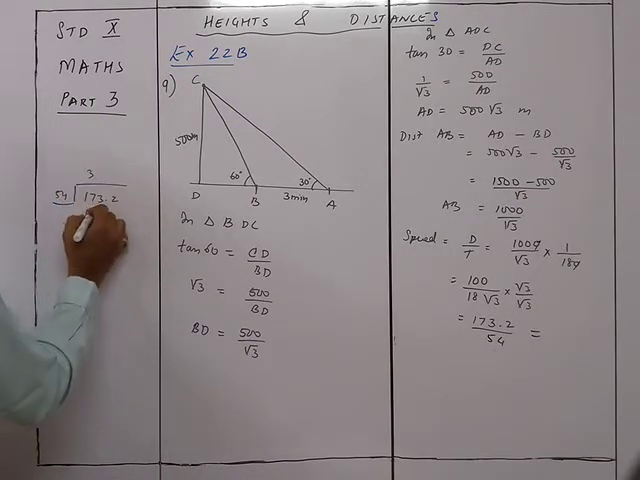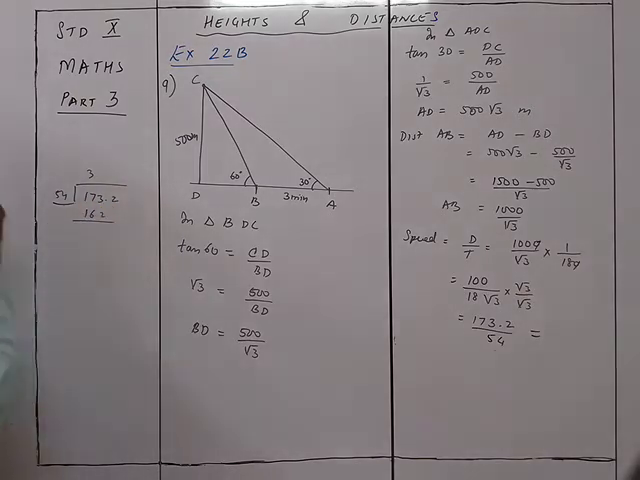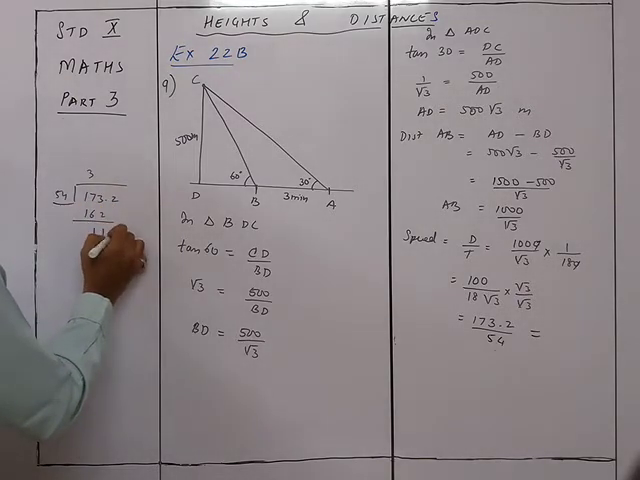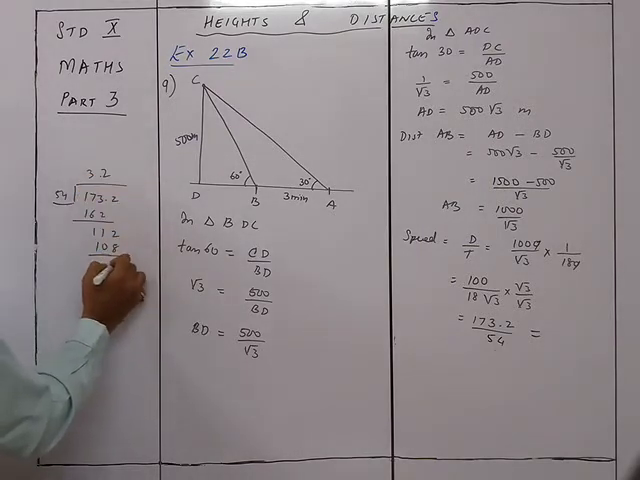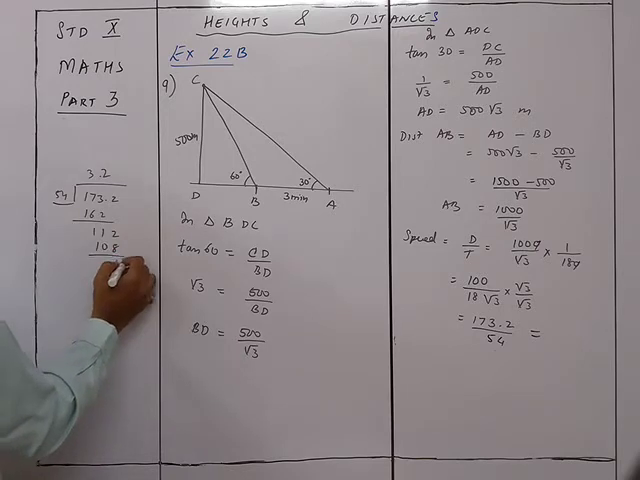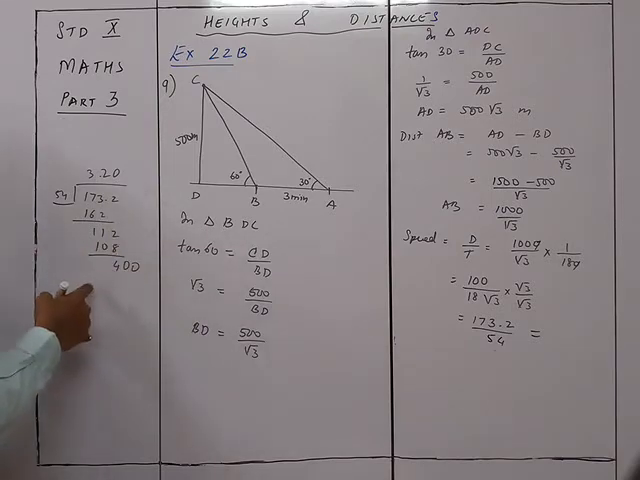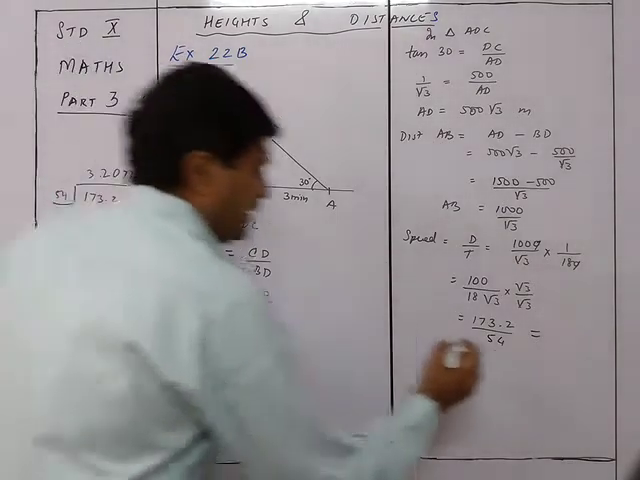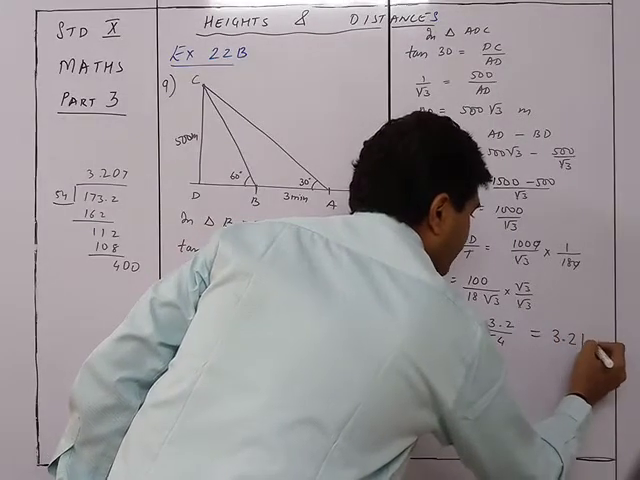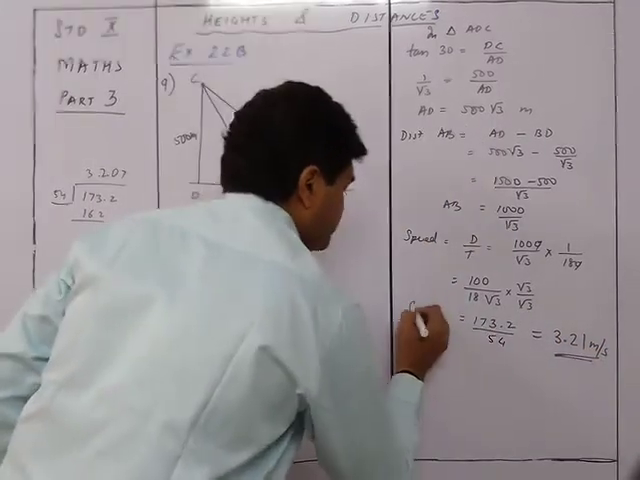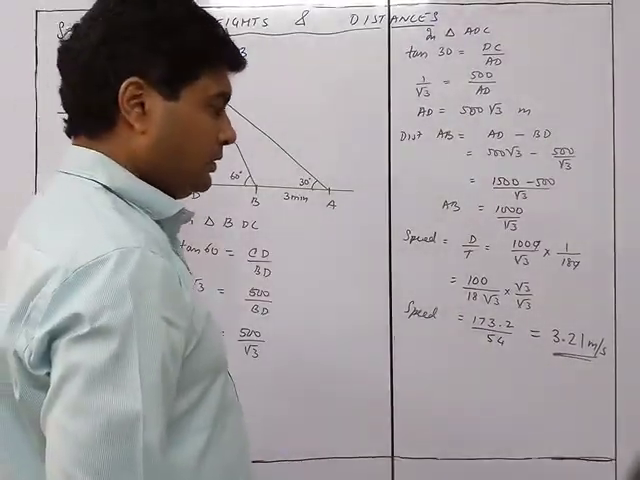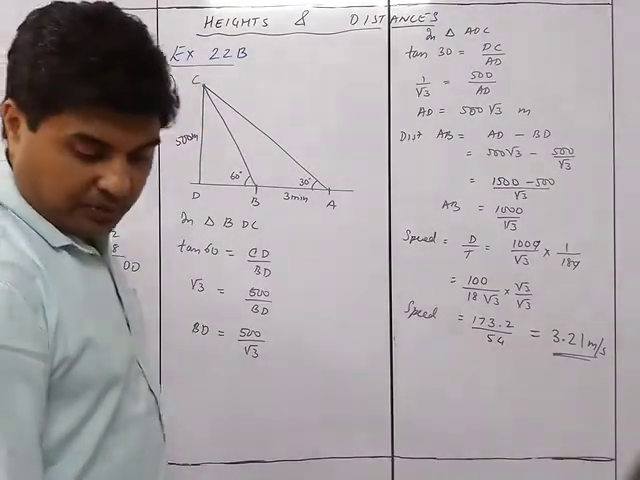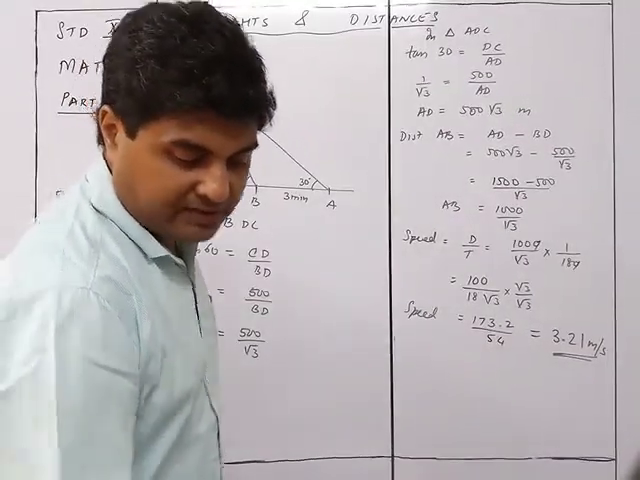54 threes are 162, and the remainder is 112. 54 twos is 108, so it will be 44 here. Then 400. So approximately it will be around 3.12 meter per second. So speed will be equal to 3.12 meter per second. Right? That will be the speed. That is part 2.